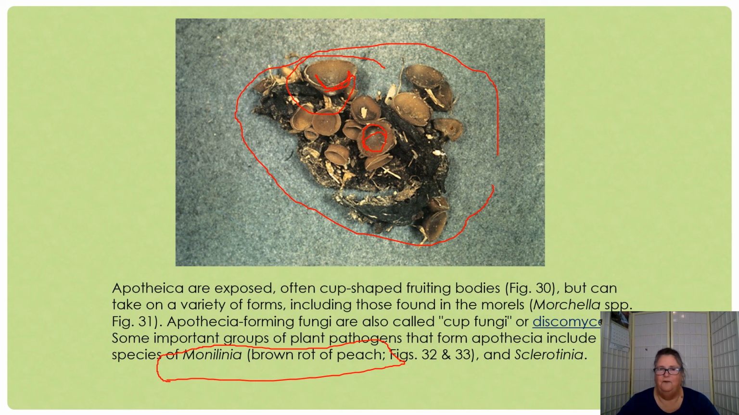It's very difficult to control, but we can clean these up. So this is a place where sanitation can help somewhat. If we clean up the orchard floor at the end of the season, we can get rid of these things and have fewer spores being released.